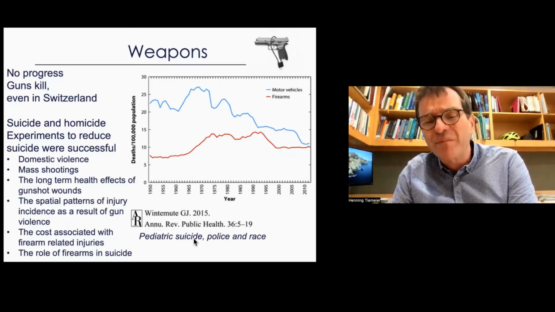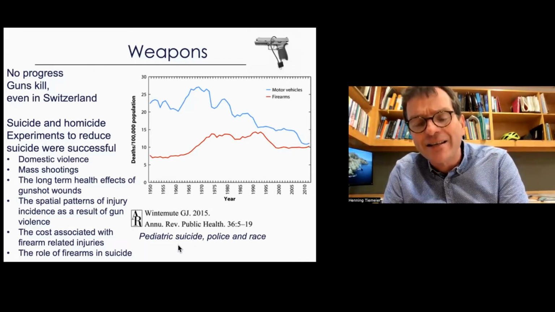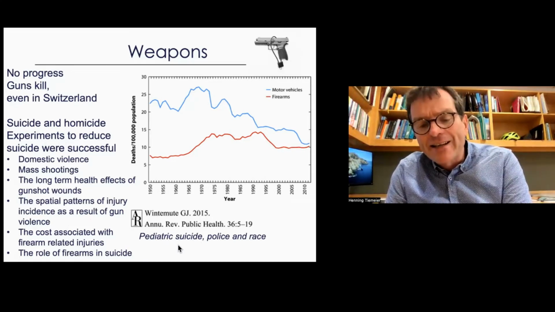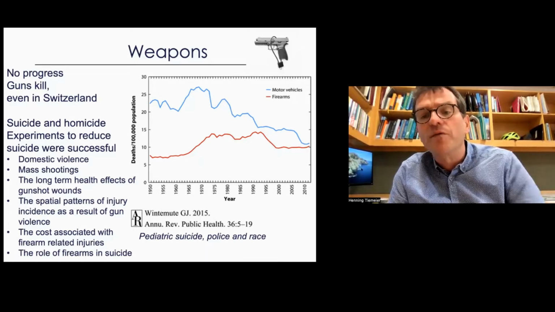And think of even pediatric suicide, something which is very rare. If you're under 18, people killing themselves under 18 is a very rare and very sad and very dramatic event. But weapons make that much more common. And the other thing I want to touch on, well, I'm not talking much about race, but police, gun ownership, and race is another obviously hot topic.